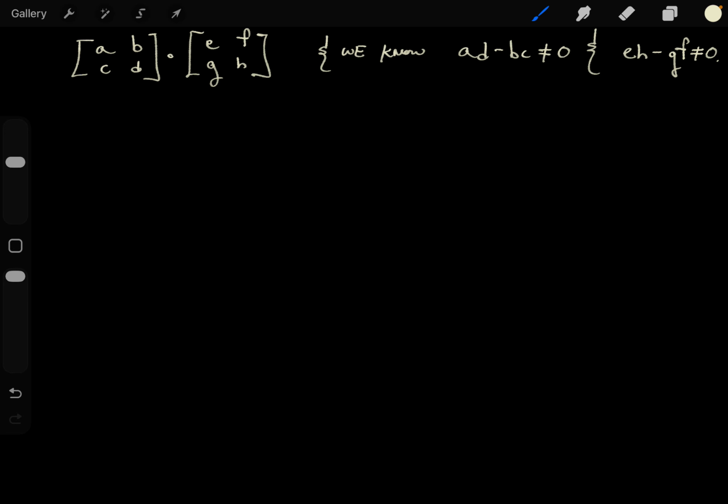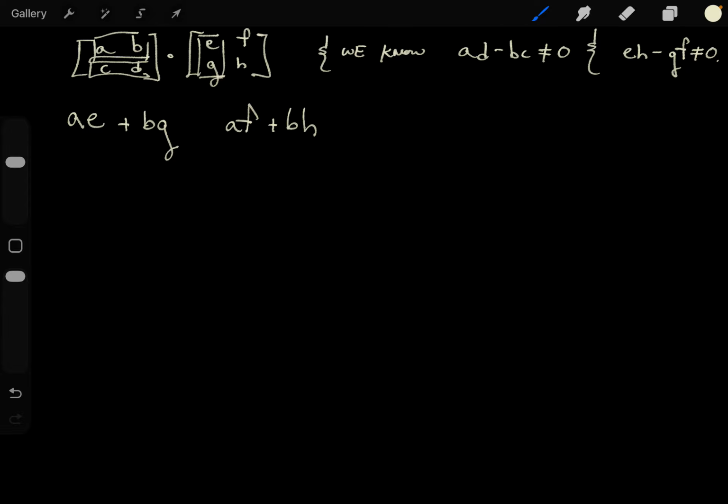We want to show that the resulting matrix has this moved over. So let's see what I mean. We go A, B, E, G. What am I going to get? AE plus BG for that one. And then AF plus BH.